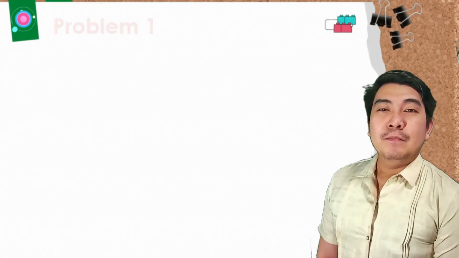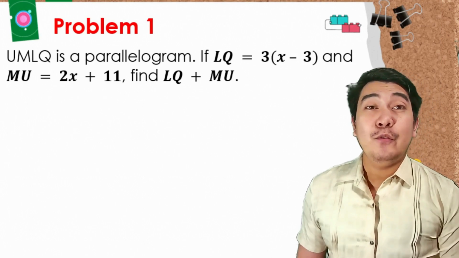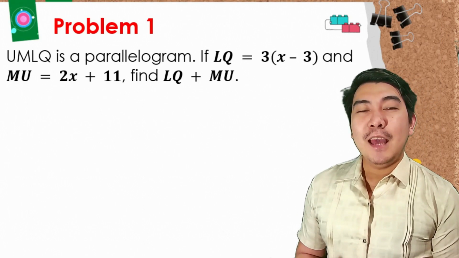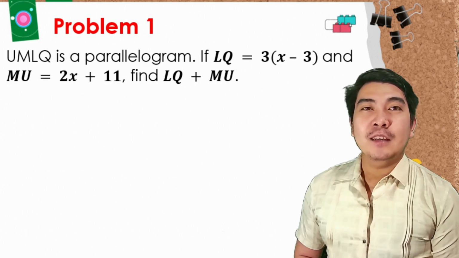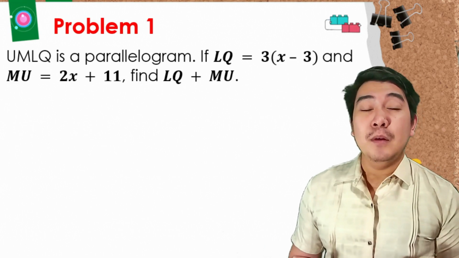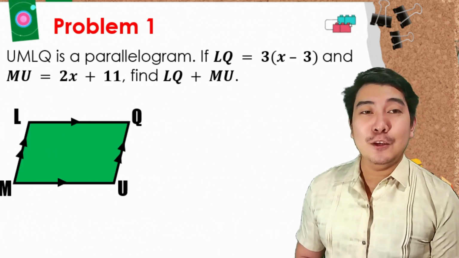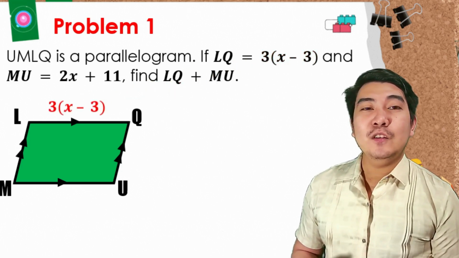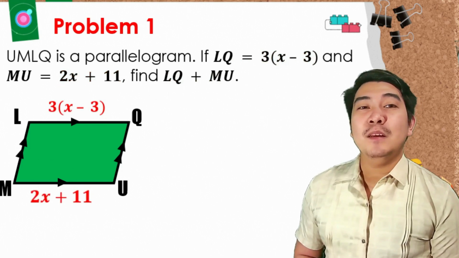Problem number 1. UMLQ is a parallelogram. If LQ is equal to 3 times the binomial x minus 3 and MU is equal to 2x plus 11, find LQ plus MU. So the first thing that we should do is to illustrate the given problem. To visualize it further, this is the parallelogram UMLQ. And if you can see, it is stated that the length of LQ is 3 times x minus 3 and then the length of MU is 2x plus 11.